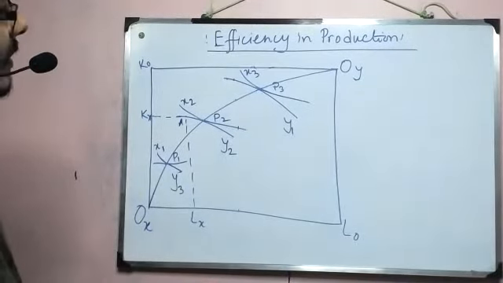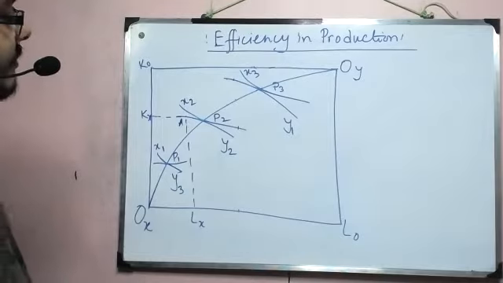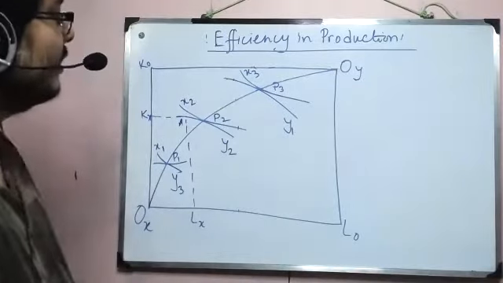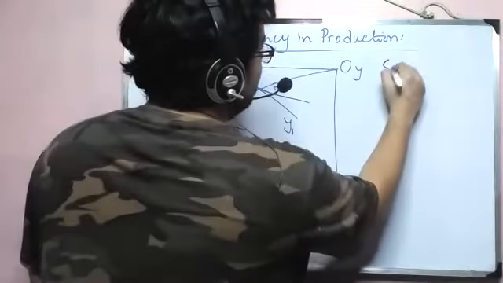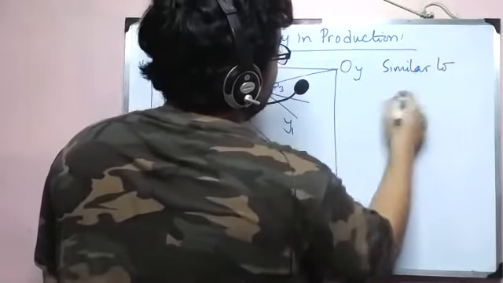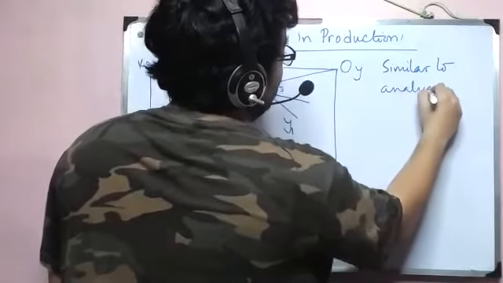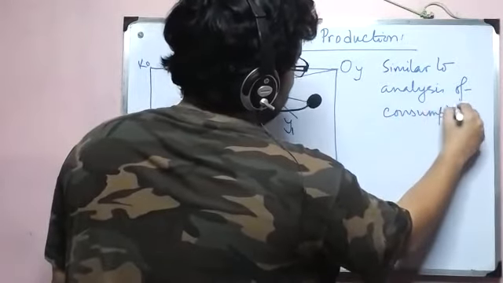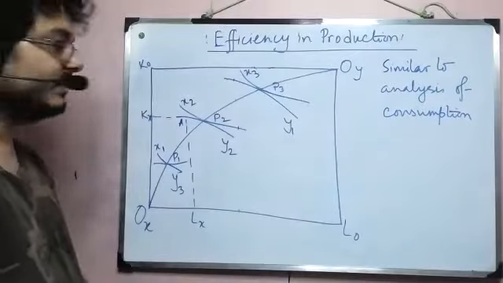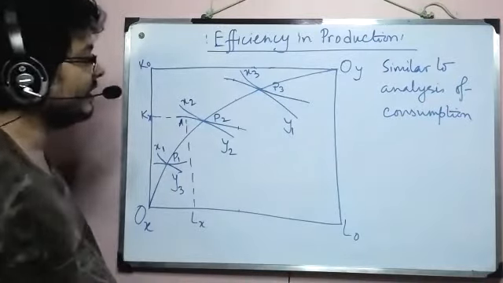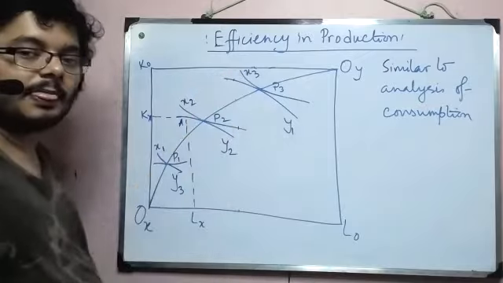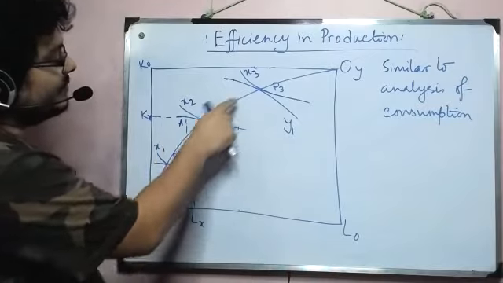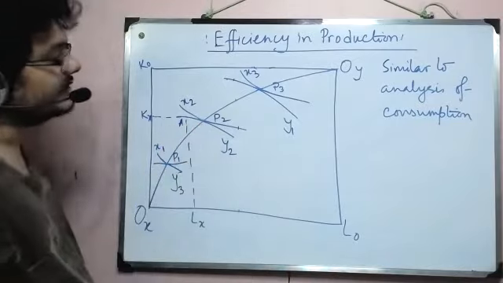So today we start the equilibrium under production, or the efficiency condition of production. And obviously it is quite similar to the analysis of consumption. It's similar in terms of the fact that we are dealing with these isoquants, and we have drawn a contract curve, and that contract curve goes through the points where these pair of isoquants are tangent to each other.